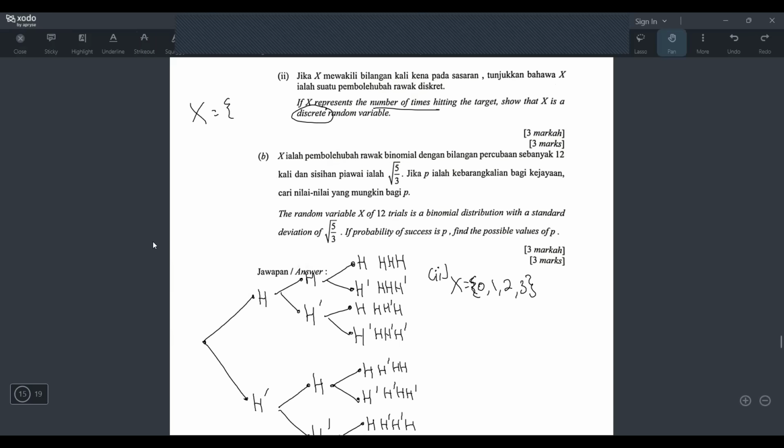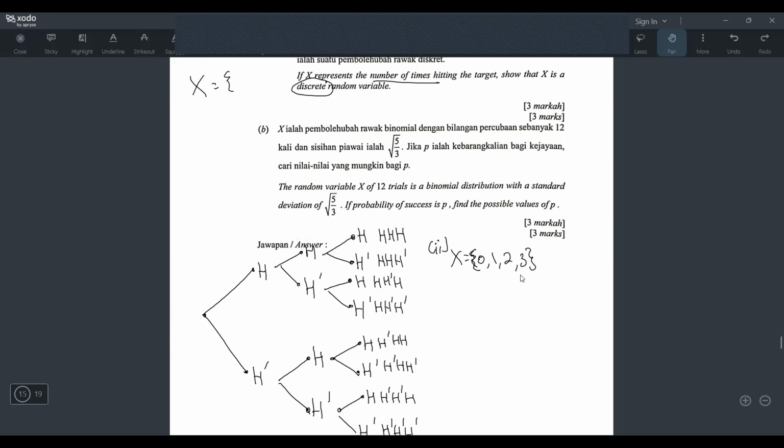It means the number of times hitting is either 0 or 1 or 2 or 3. That's what it means. Okay, so now let's do B.